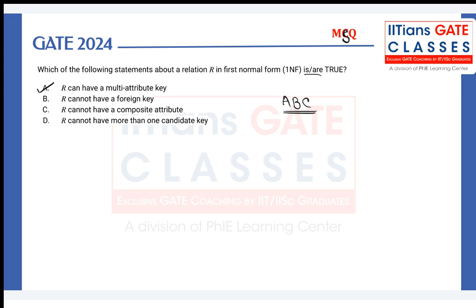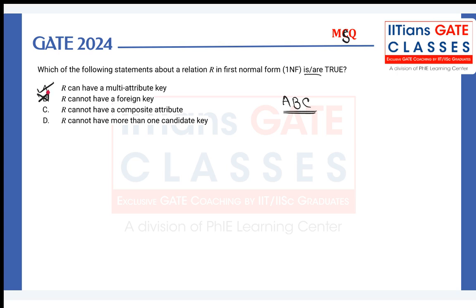Again, listen to what I'm saying. 1NF only permits atomic values in a relation cell. Now, if the relation has a foreign key or does not have a foreign key, does it make any difference to the value in the relation cell? It may have a foreign key, it may not. How does it matter? So option B is false. Okay, is option C correct?